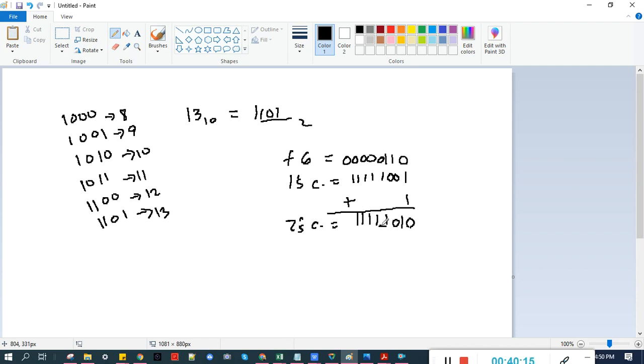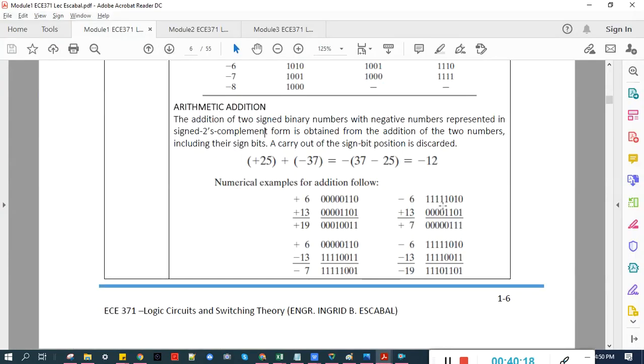So 1111 1010, that's negative 6. So negative 6 plus 13, the answer is... what did he do here?